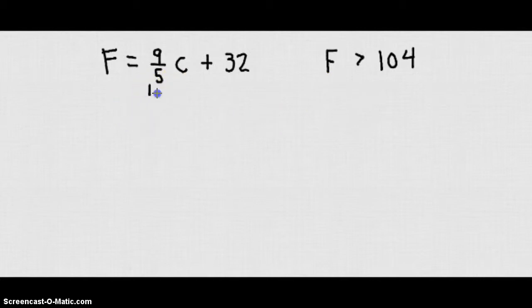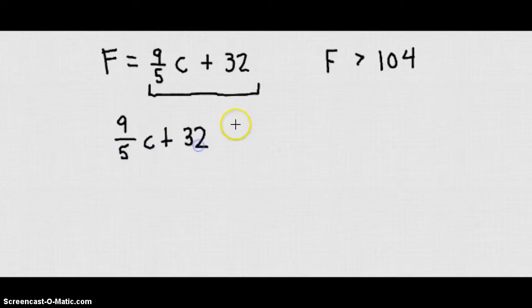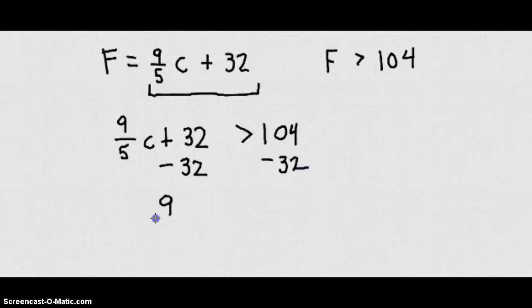So we know that this is the Fahrenheit temperature right here. Let's say that is greater than 104, to find what values for the Celsius temperature satisfy this. In order to do this, we're going to have to isolate the variable c. So we'll subtract 32 from both sides. We'll get 9/5 c is greater than 72.